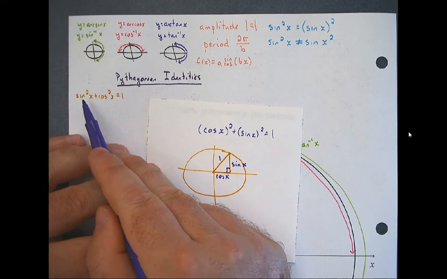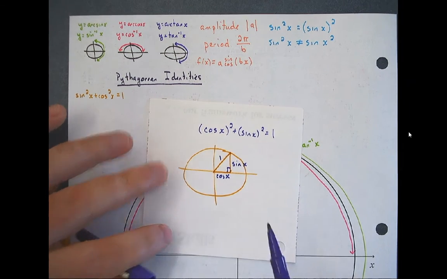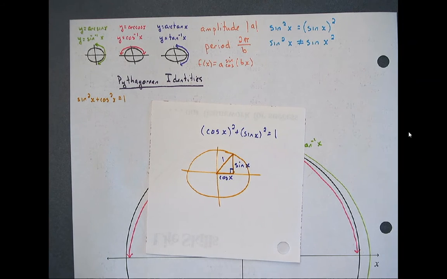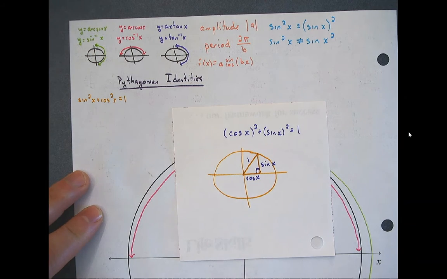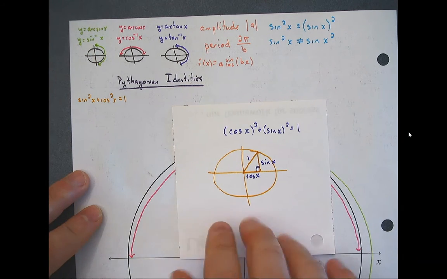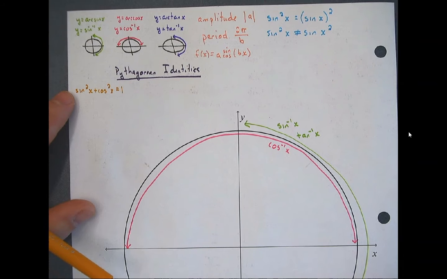Now, I chose to write mine sine squared first. That's just the way that I memorized it. So you can write it however you want. You could put the cosine first if you wanted to, like I did in this example.